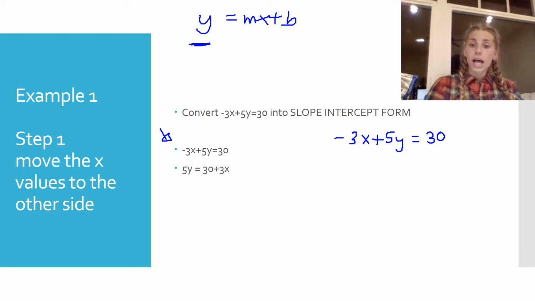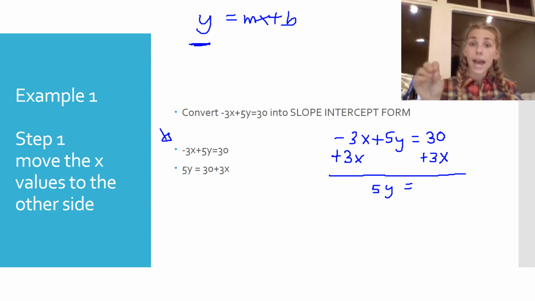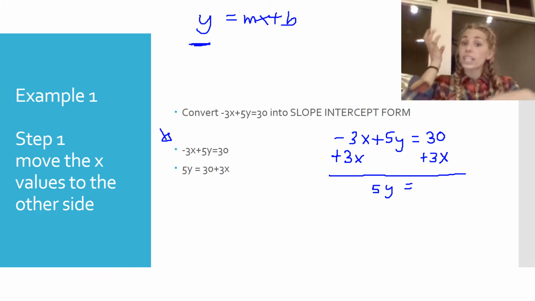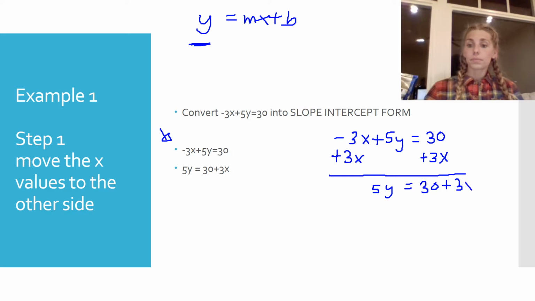So we will add 3x to both sides. Negative 3x plus 3x is nothing. So we're left with 5y equals, now we cannot add these two. 30 and 3x are not like terms. They're an apple and an orange. One is a number being multiplied by a variable. We can't add them together. So we have to just leave it like 30 plus 3x. So that's step one. We've moved our x's onto the other side of the equation.